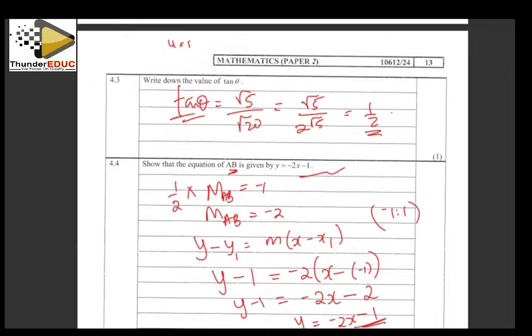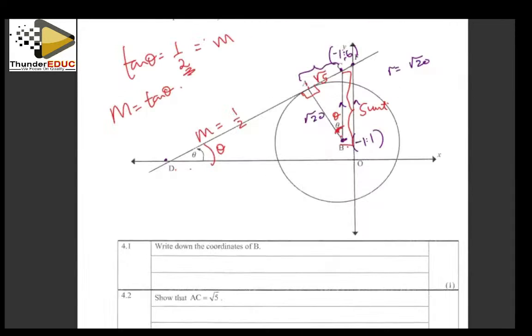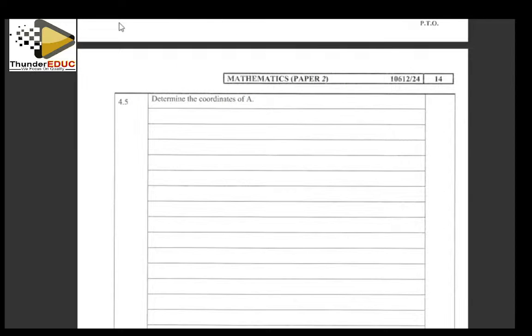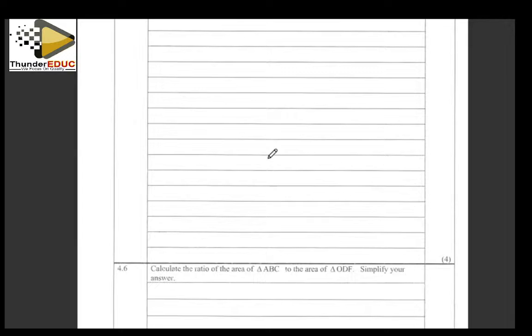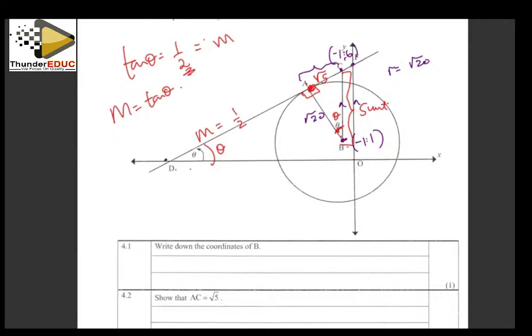So that is 4.4. And then 4.5, they want us to get the coordinates of A. All right, how many marks is this question? The question is 4 marks. Okay, we can solve the two simultaneously. Since we have the equation of this line, which is -2x minus 1, we can find the equation of this line since we have the gradient. And then we equate the two and we're good to go.